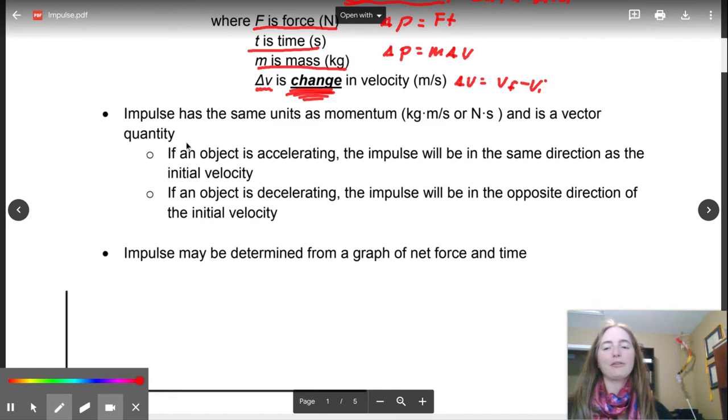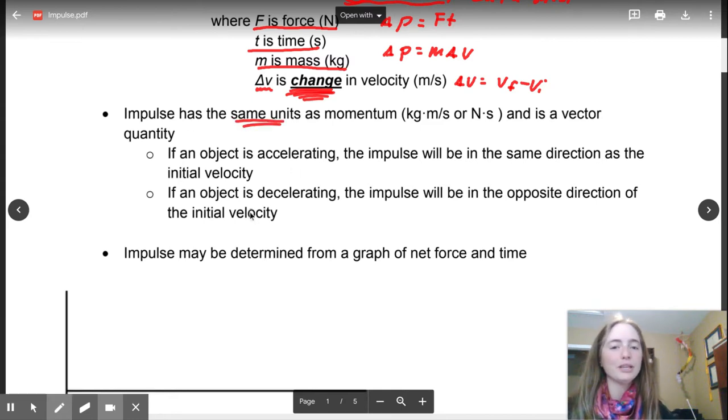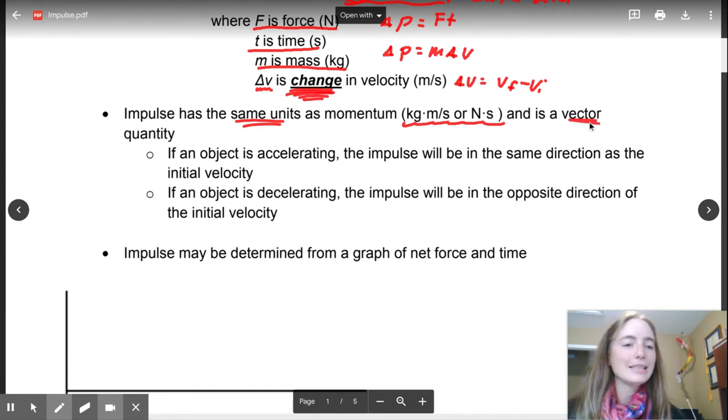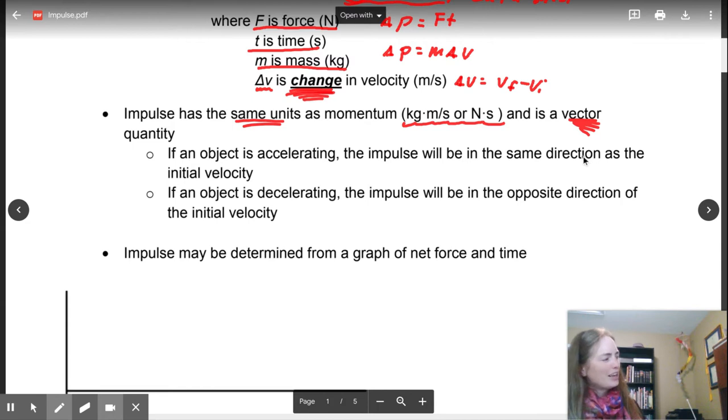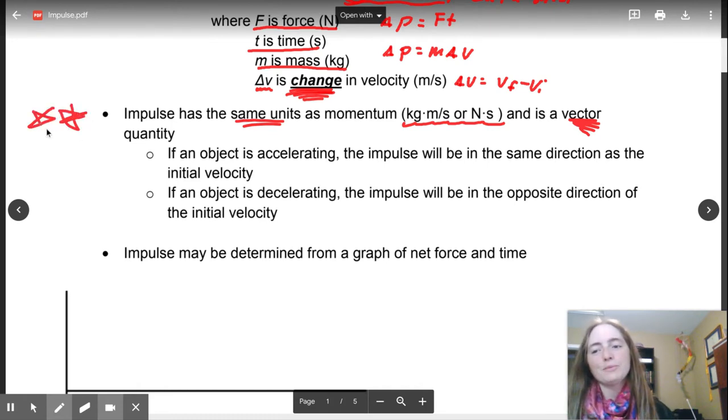So a couple other things about impulse. It has the same units as momentum, so kilogram meters per second or Newton seconds. It is a vector, ladies and gentlemen. So because it's a vector, what do I want in vector questions? Direction.